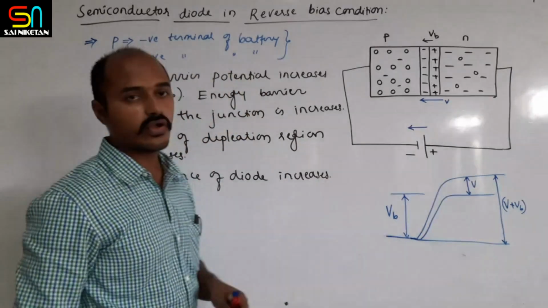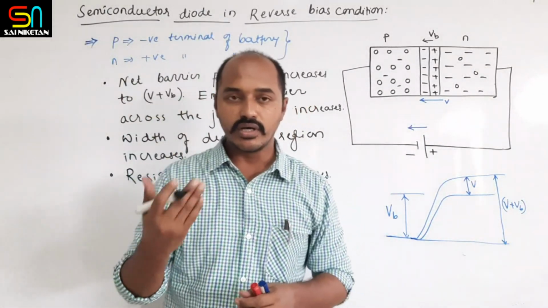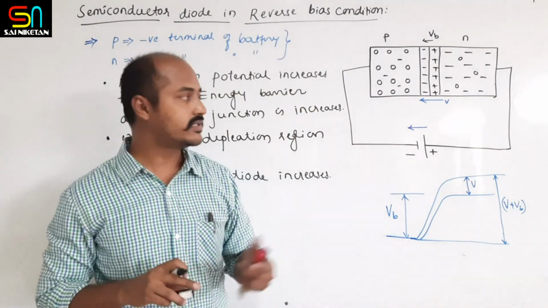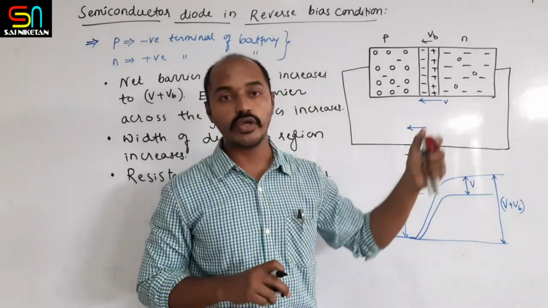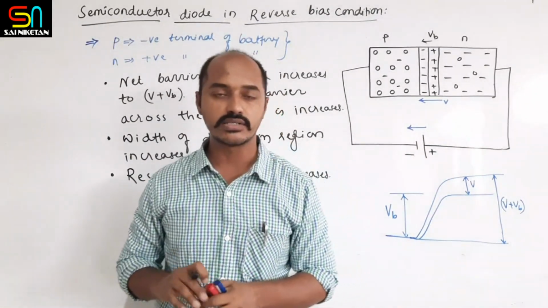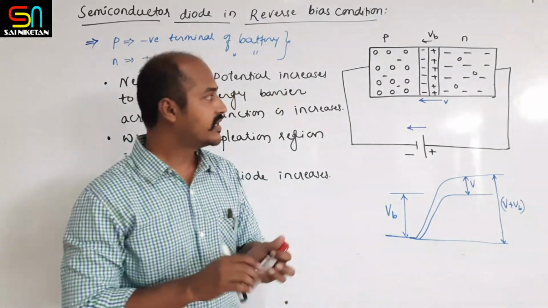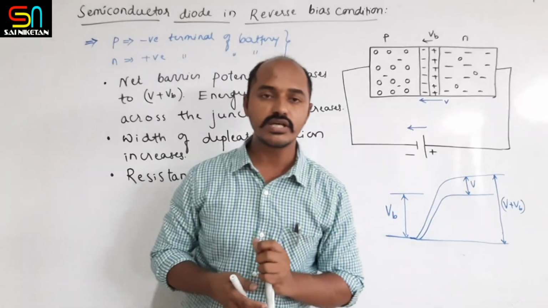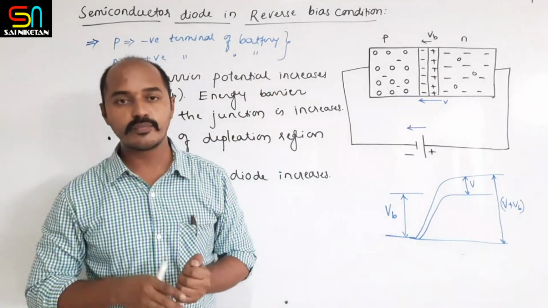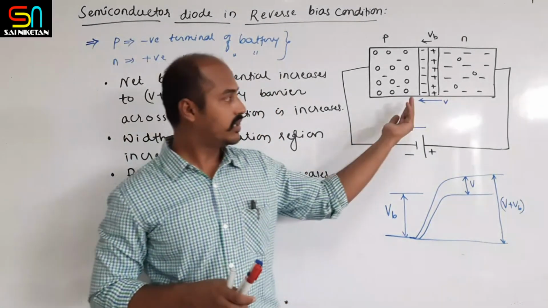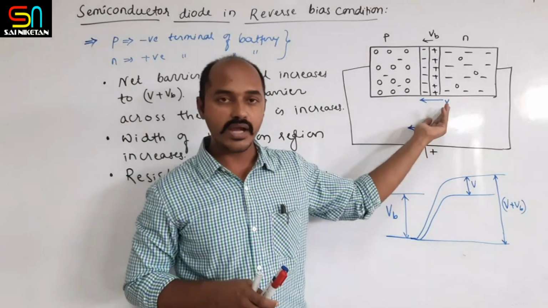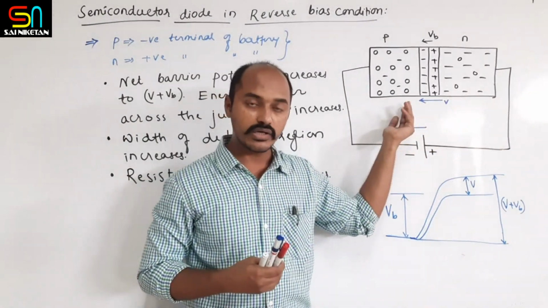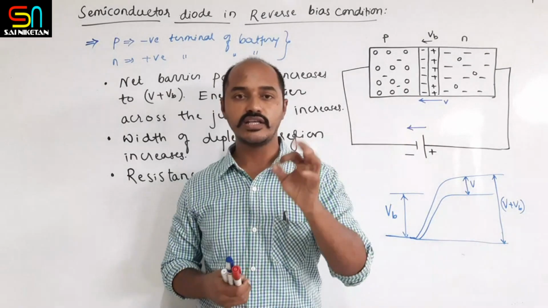The resistance of the diode increases. If the resistance of the diode increases, it means current is not flowing because of the majority charge carriers. But you can see here some amount of minority charge carriers are there, a very little amount. Those cross the junction, and because of the minority charge carriers, current is flowing.